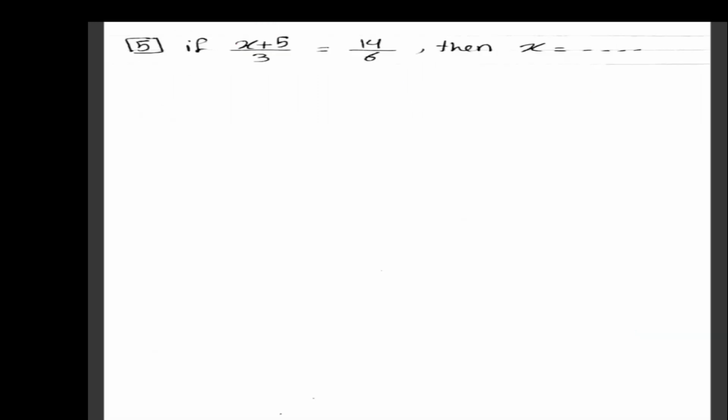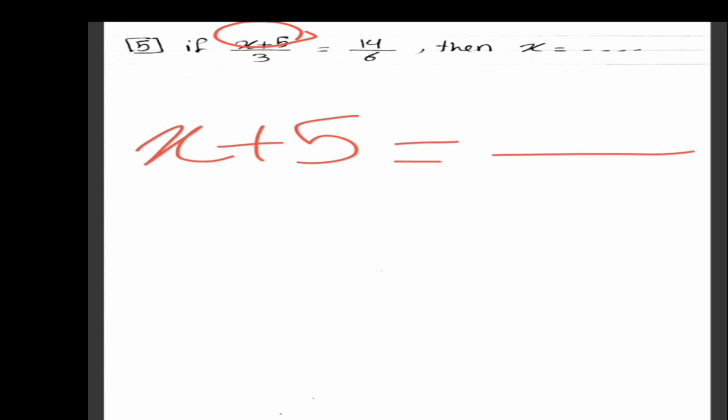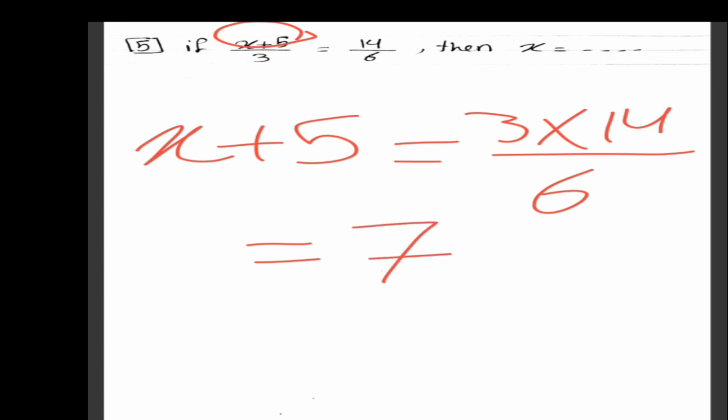Now in this example he says that if (x + 5) : 3 = 14 : 6, then x equals what? Here in the proportion we have x plus 5, so we will get the value of x plus 5 first. So x plus 5 equals 14 times 3 divided by 6, so x plus 5 will be equal to 7. So here we have an equation: x plus 5 equals 7.